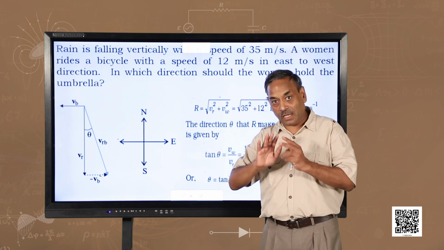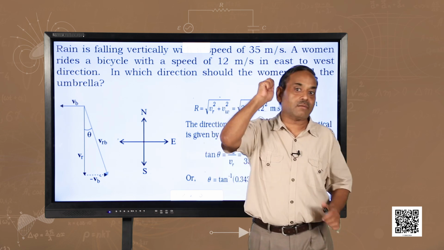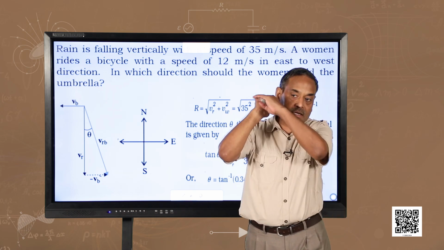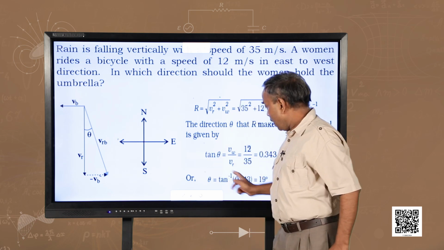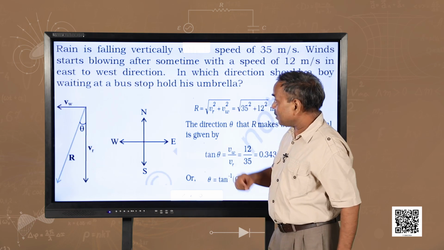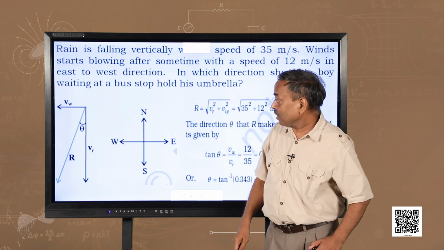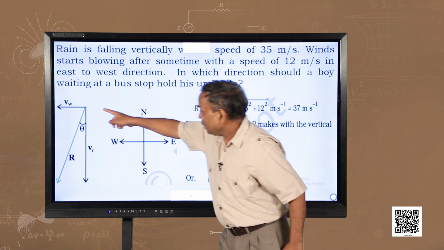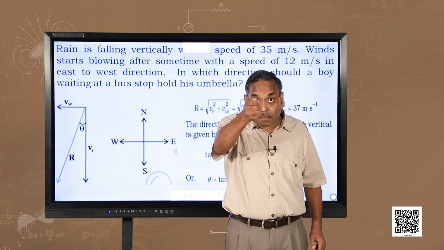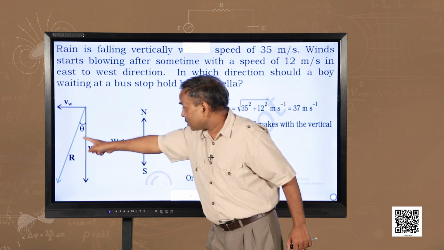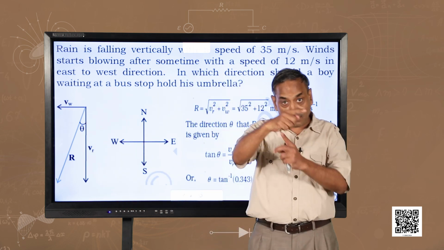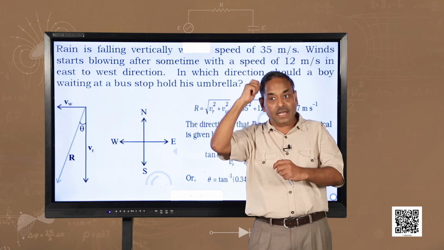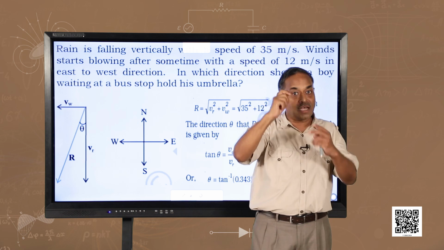Have you understood it properly? I am sure that you must have understood that the lady should hold the umbrella like this, I mean at an angle of 19 degrees from her back. Now, compare it with the earlier question where the boy was standing at the bus stop. What did he have to do? He had to keep the umbrella like this. So, in that case the two vectors were added, and in the case of the woman who is bicycling, the umbrella has to be kept behind.